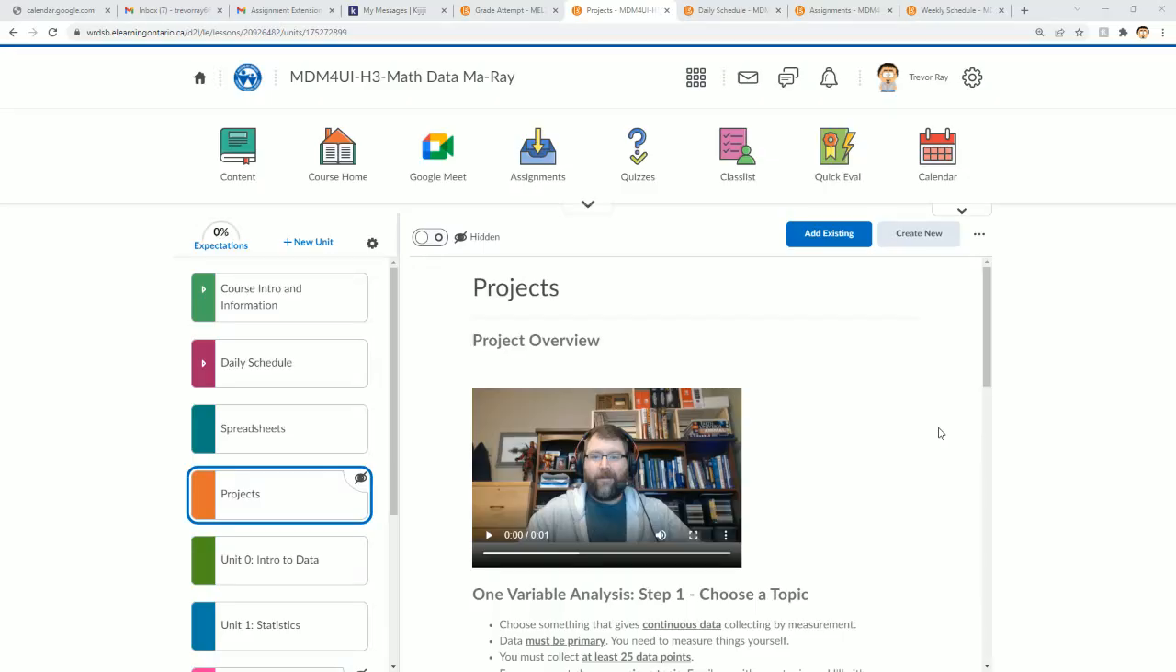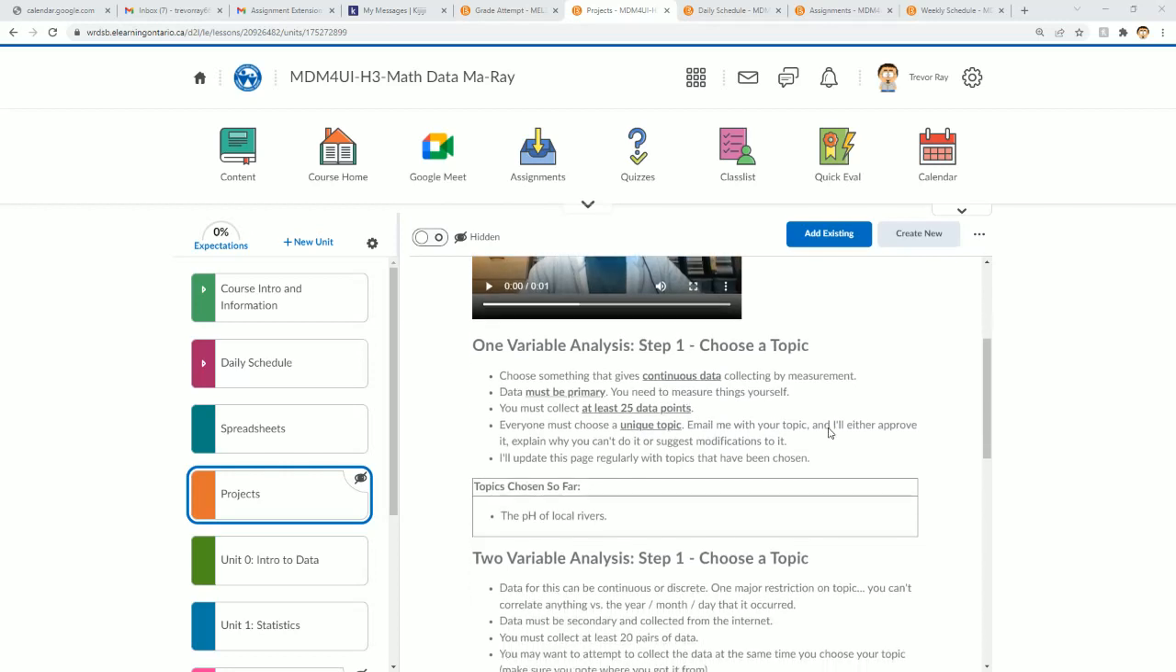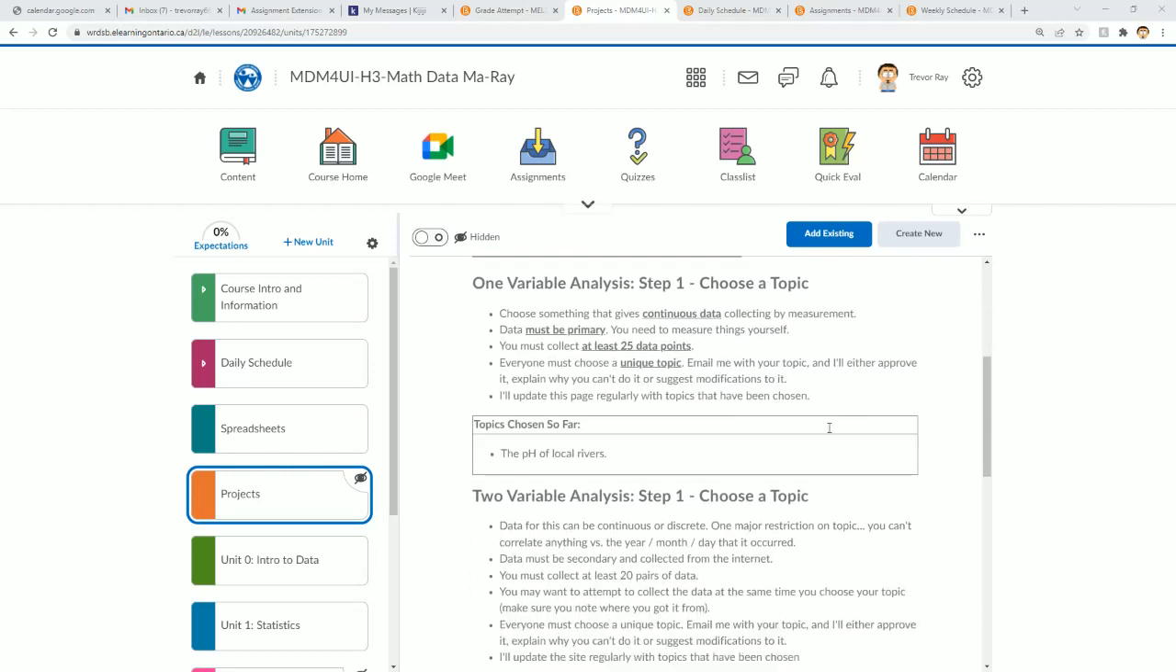Let's take a look at the actual page so you can see what stuff we're going to be doing and how to do it. If we take a look at projects, we'll start off with the project overview, which is this video that you're watching. So I think we could probably skip over that since you're obviously doing it. And then we'll jump right into the one variable analysis.